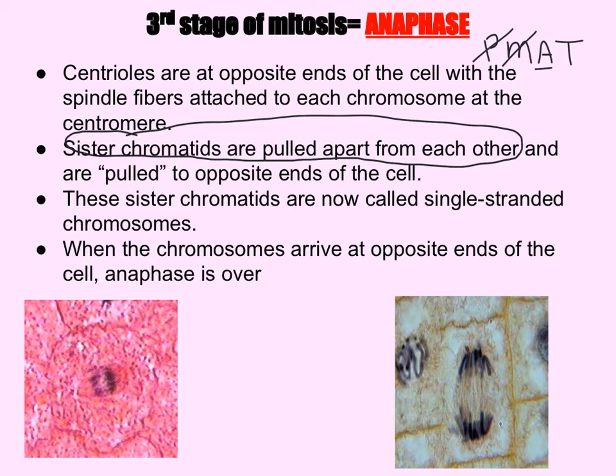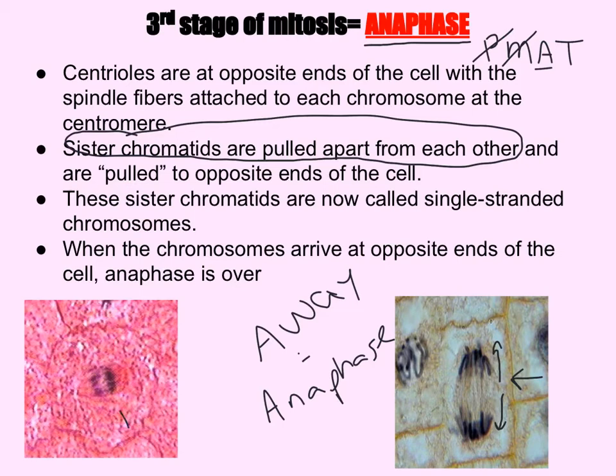So, in this plant cell right here, each of these chromosomes are getting pulled this way, these chromosomes are getting pulled that way. While they are in motion, while they're getting pulled to opposite ends of the cell, that is anaphase. So whenever they're moving away from each other, that equals anaphase.